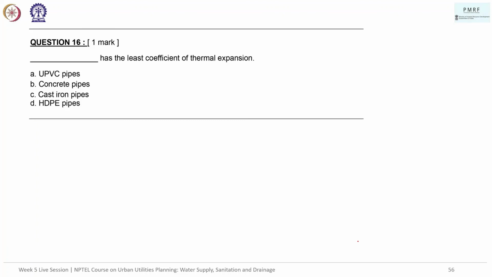Which has the least coefficient of thermal expansion: UPVC pipes, concrete pipes, cast iron pipes, or HDPE pipes? Any answers? HDPE pipes. Okay. Any other answers? B, concrete pipes. Yes. So you are right, ma'am. And we have another answer in the chat also, is it right? So the answer is concrete pipes.